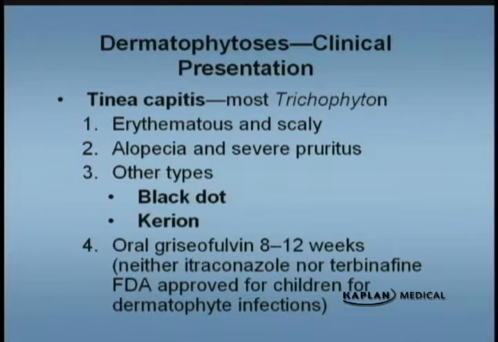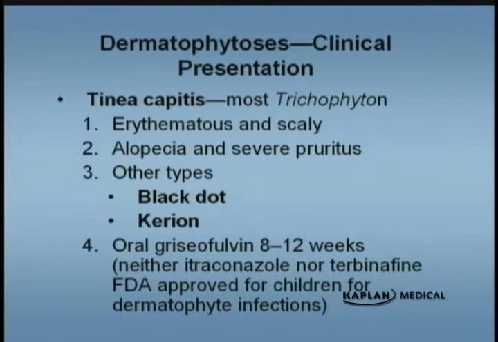Tinea capitis is one form of the dermatophytoses. This is going to be caused mostly by trichophytons. And again, microsporums fluoresce, trichophytons don't, so the Wood's lamp may not be helpful in that case. You can also have a specific kind called black dot tinea capitis. What happens is that the hair shaft gets infected and it breaks off right at the level of the scalp, and so you see these tiny little black dots at the scalp, and that's the actual hair shaft that you're seeing on cross-section because the rest of the hair broke off.